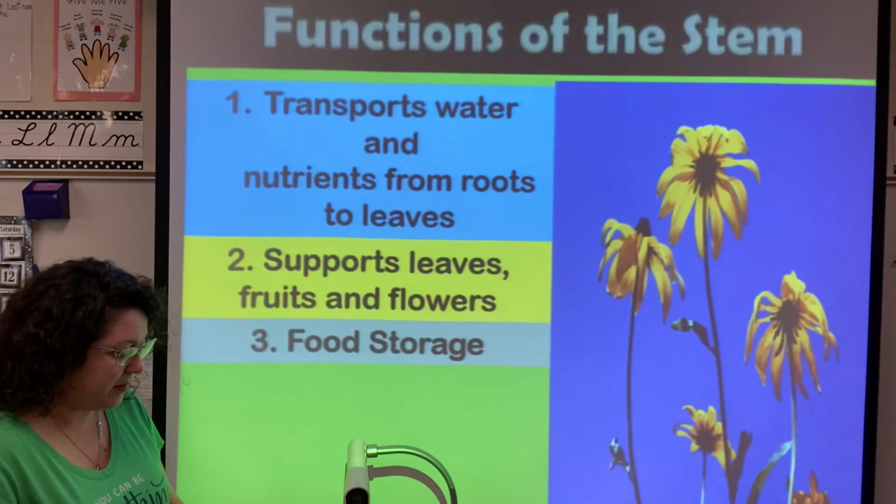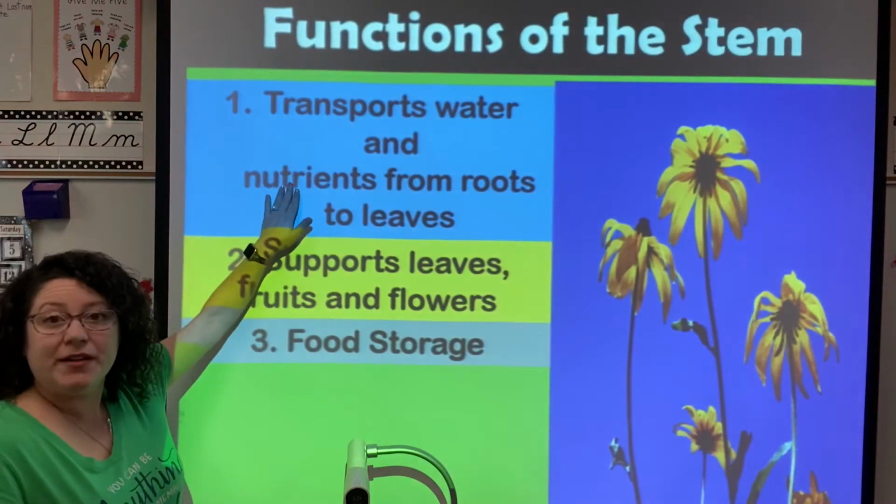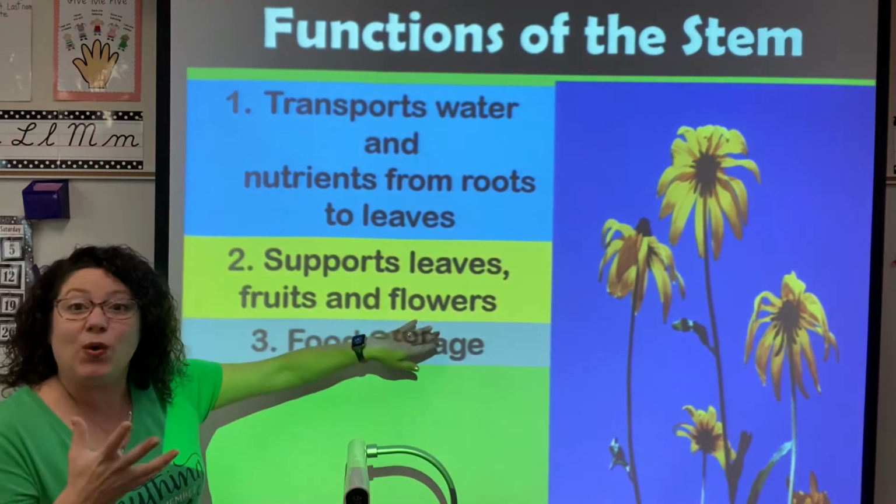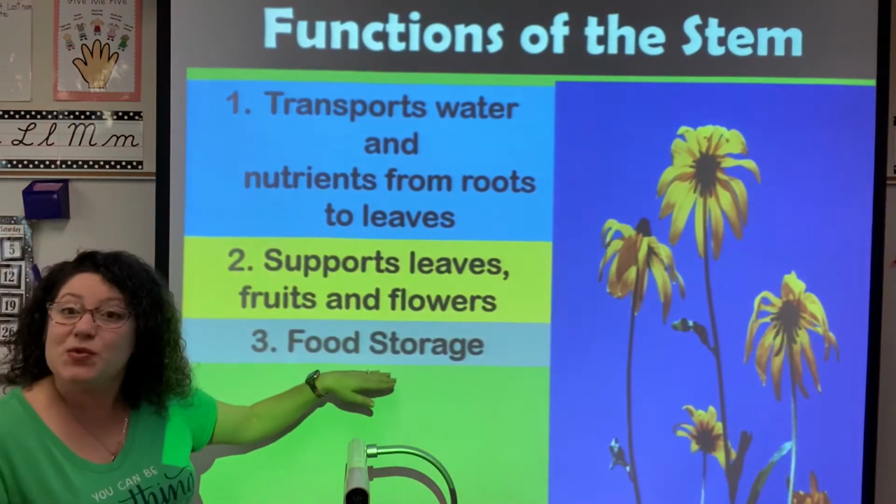Oh, we don't need that part. So they transport the water and nutrients. They support the leaves, stem, and flowers. They hold all of that stuff up, and they store food.